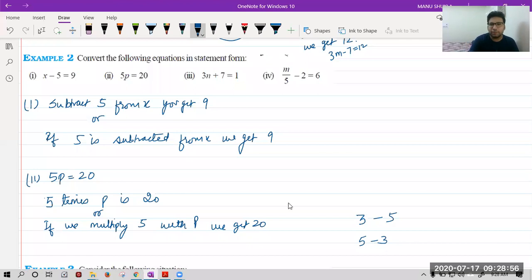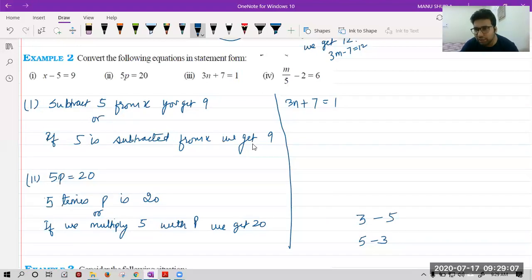Okay. Now let's see the third part. Third part is saying 3n plus 7 equal to 1. Again, we have to understand. Tushita is saying correct, n multiplied by 3, correct. Ekta: the sum of 3 times n and 7 is 1. Bani is saying 7 added to 3 times n, we get 1. Very good, Bani. Manya, 7 is added.